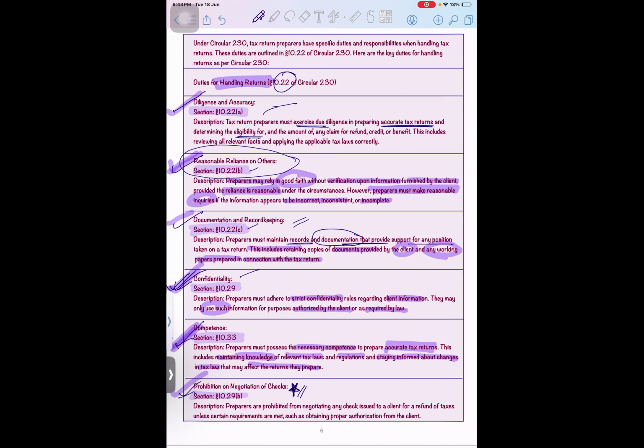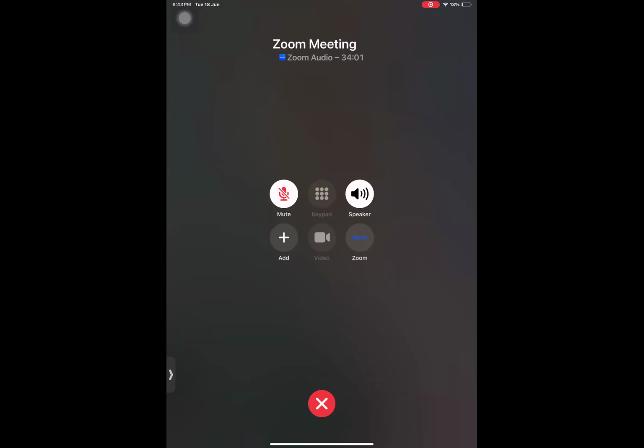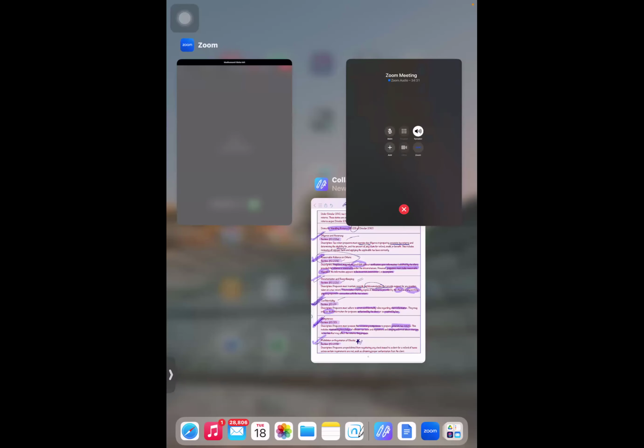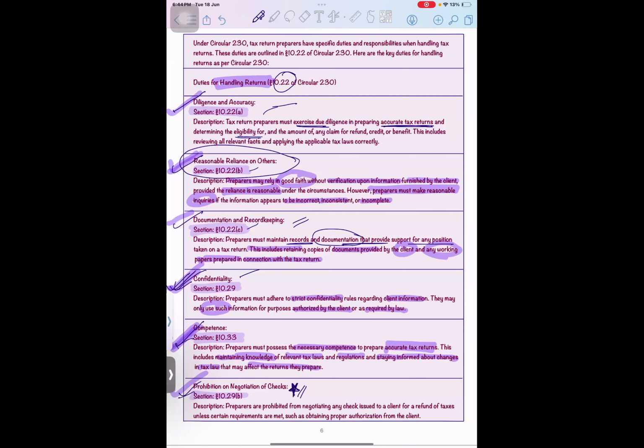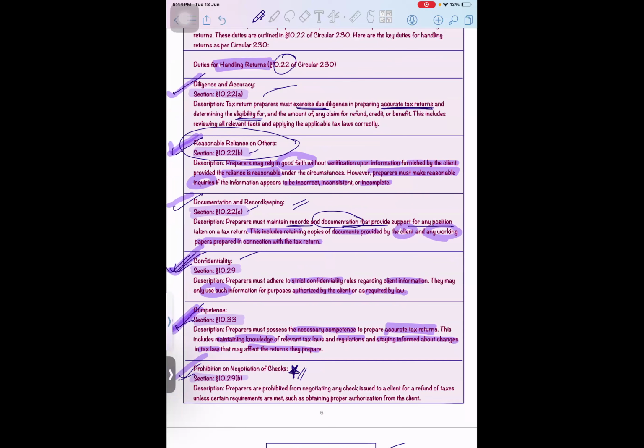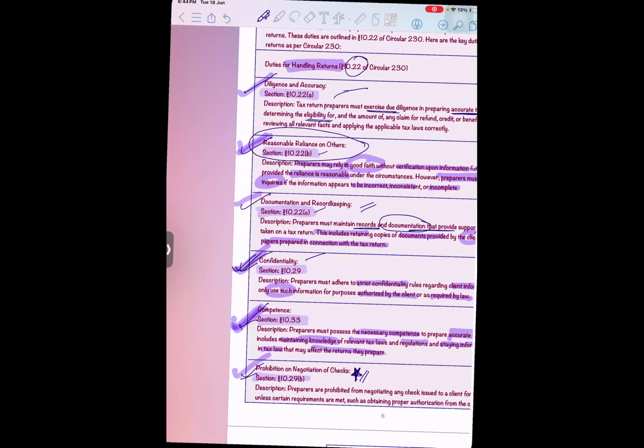Okay, just a minute, guys. Okay, so these are the main duties you will have to remember, because each and every penalty, as I mentioned, will be linked to all these duties. Okay, so let's move to the next one.